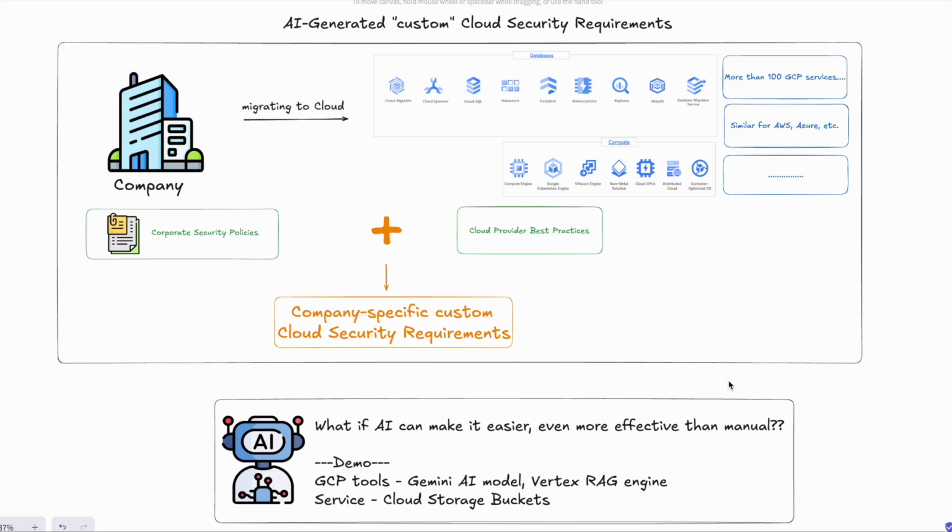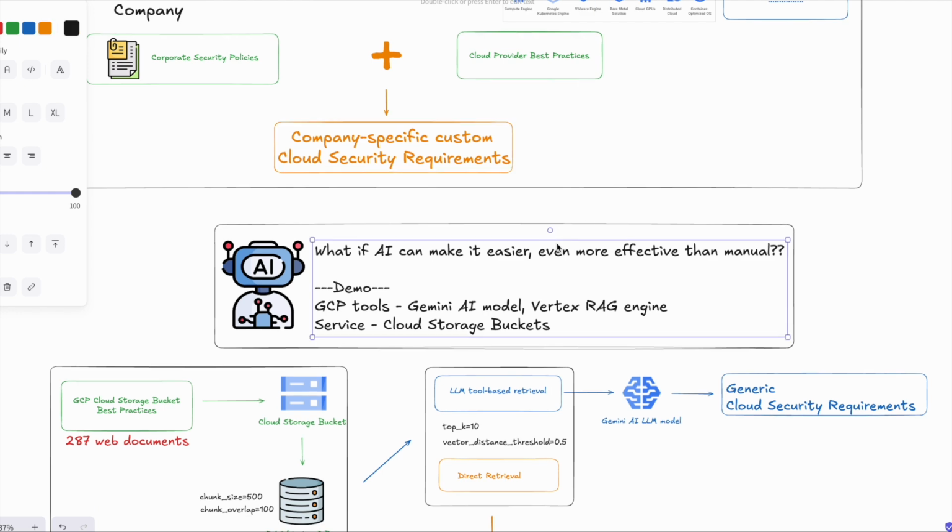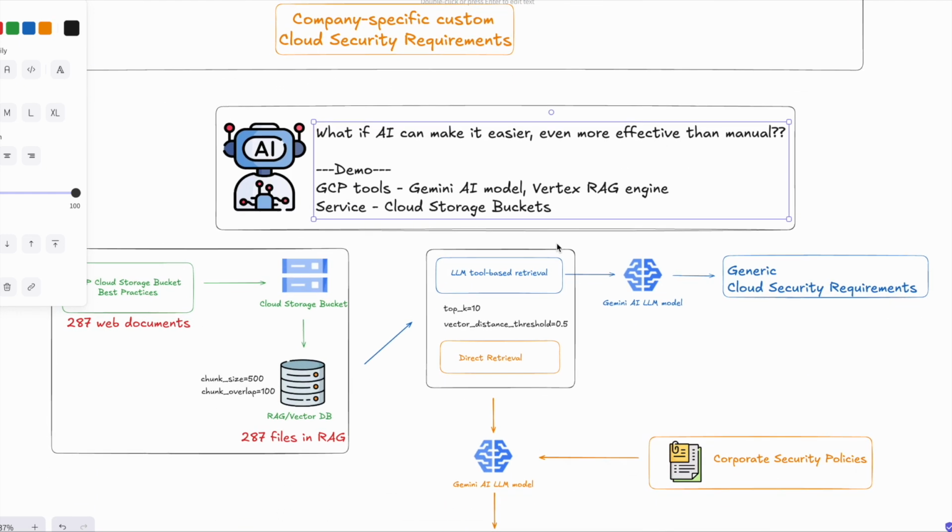All right, so let's do a quick summary of what we did in the video. We started off with the problem that companies migrating to public cloud have a challenge in creating company-specific custom cloud security requirements, because of the huge number of services that cloud providers offer and the huge amount of documentation on different ways to configure those services. So we wanted to explore how AI can make this job easier.